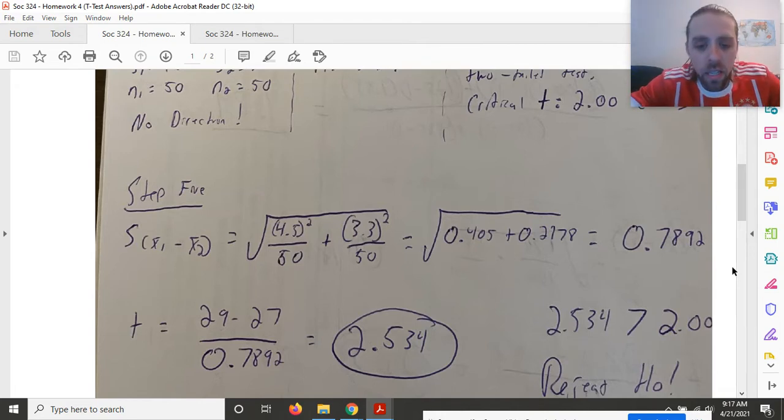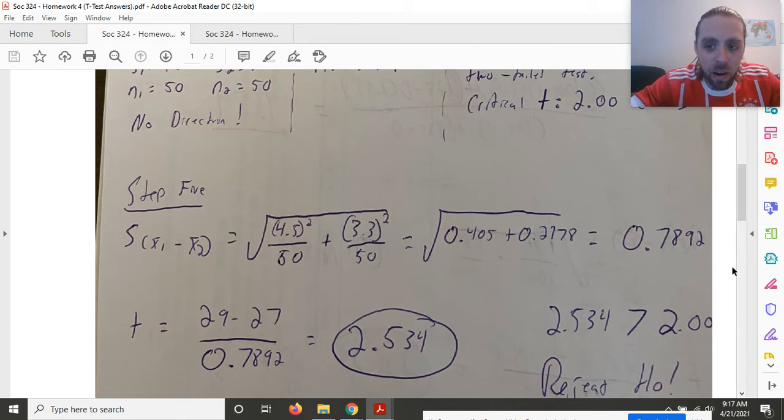Once I input my numbers, this becomes 4.5 squared over 50 plus 3.3 squared over 50. That becomes the square root of 0.405 plus 0.2178, and that equals 0.7892. That is my estimated difference between the standard errors.